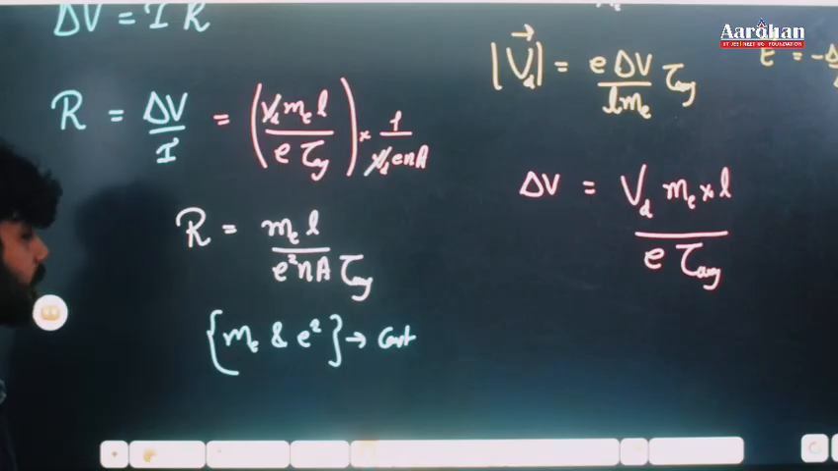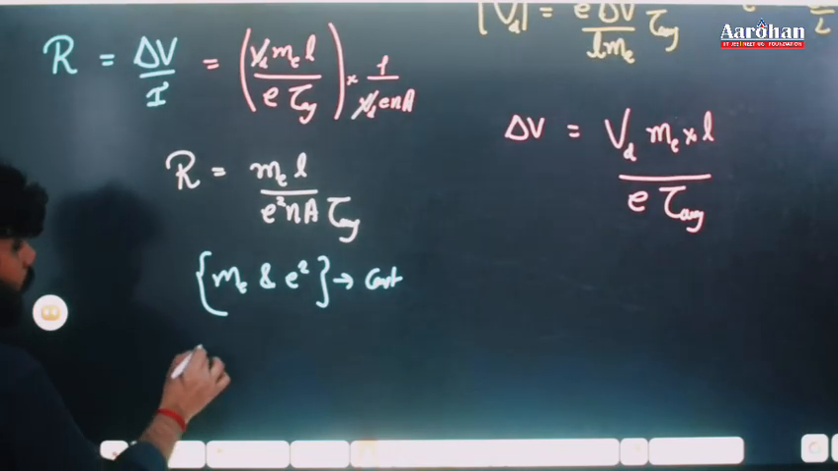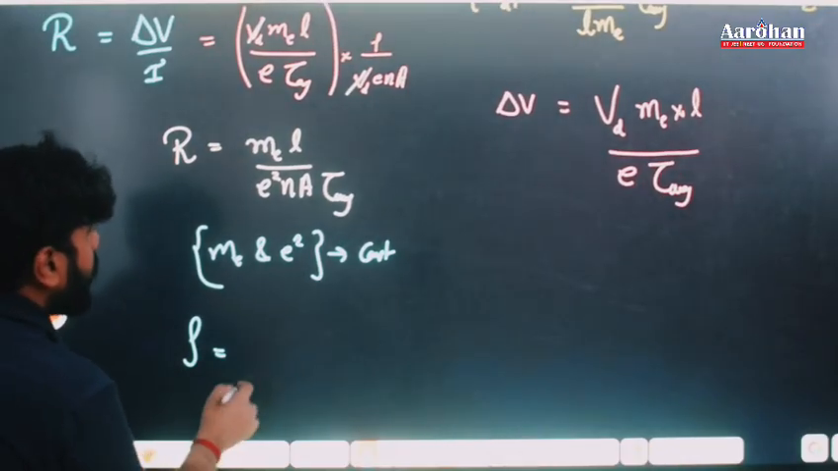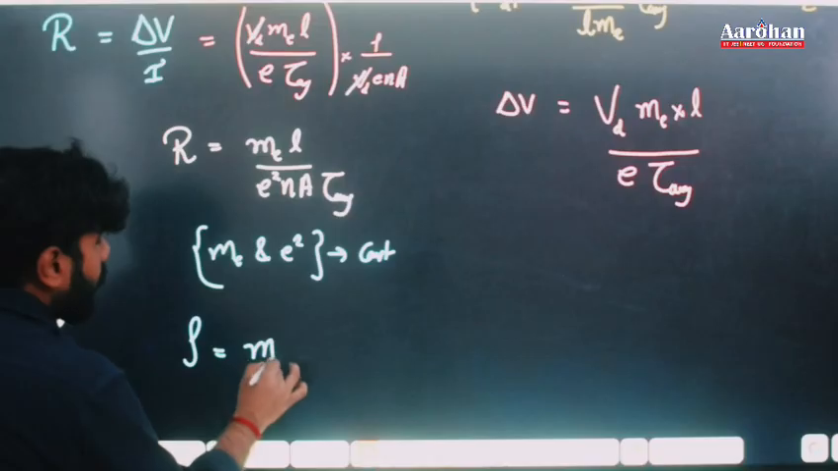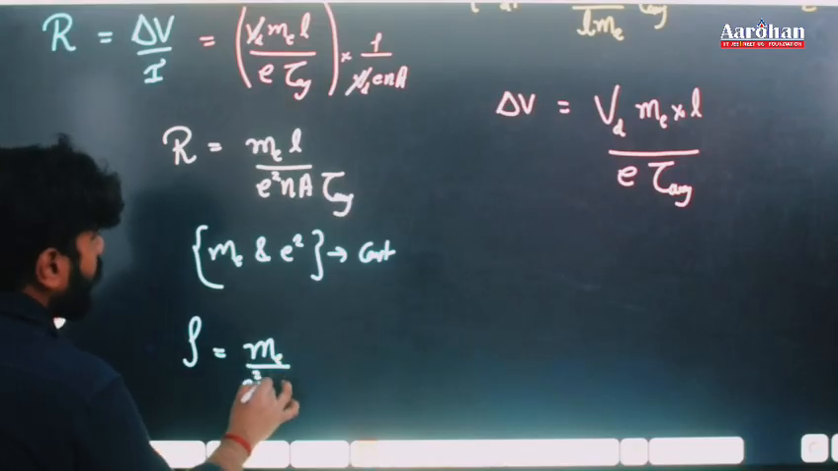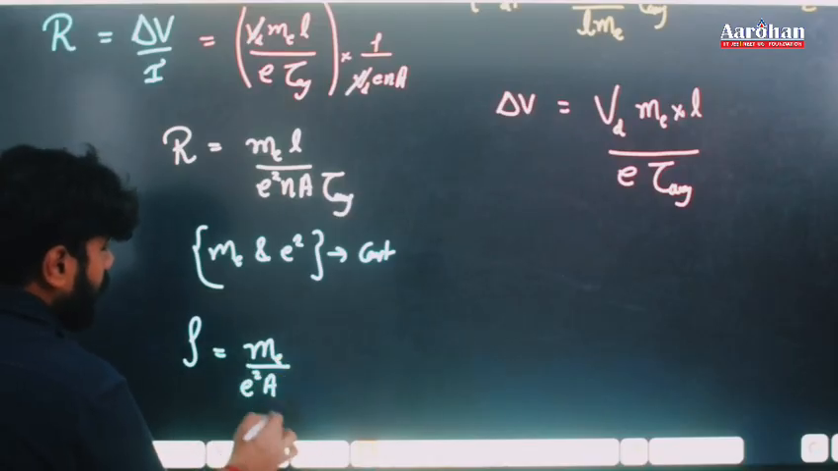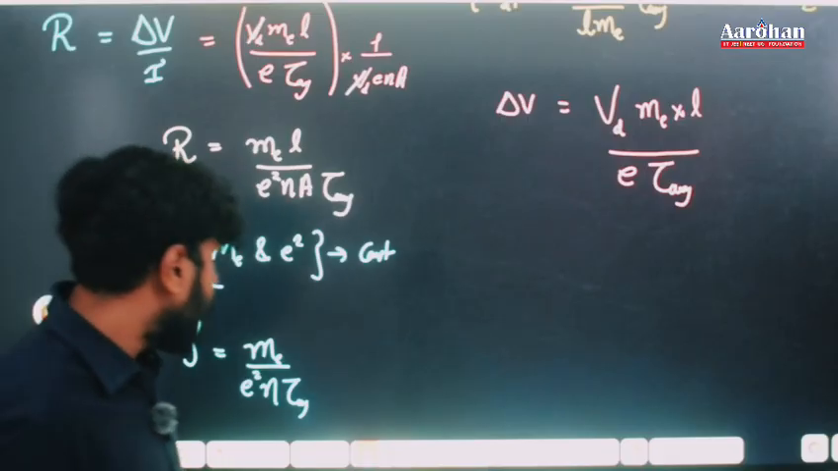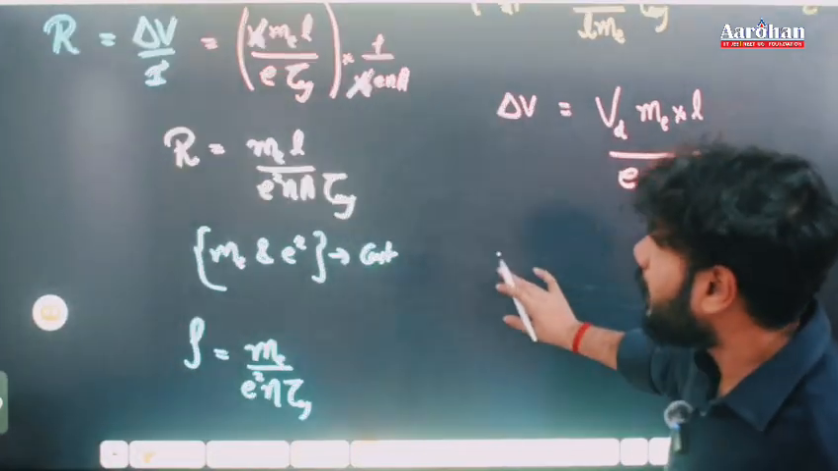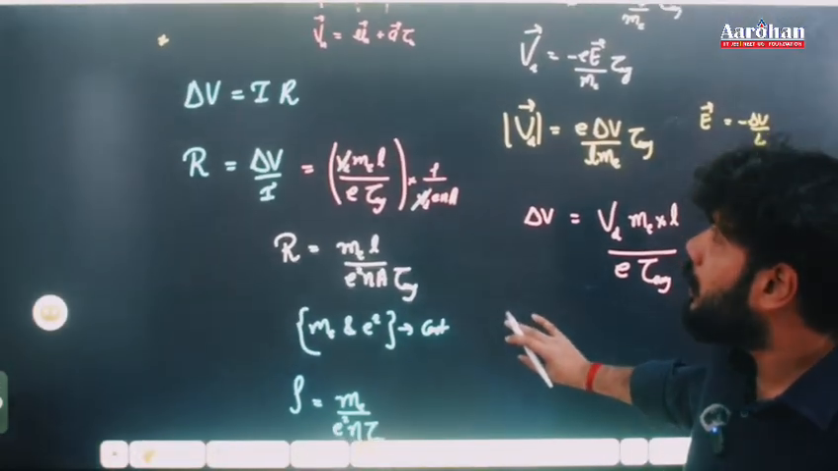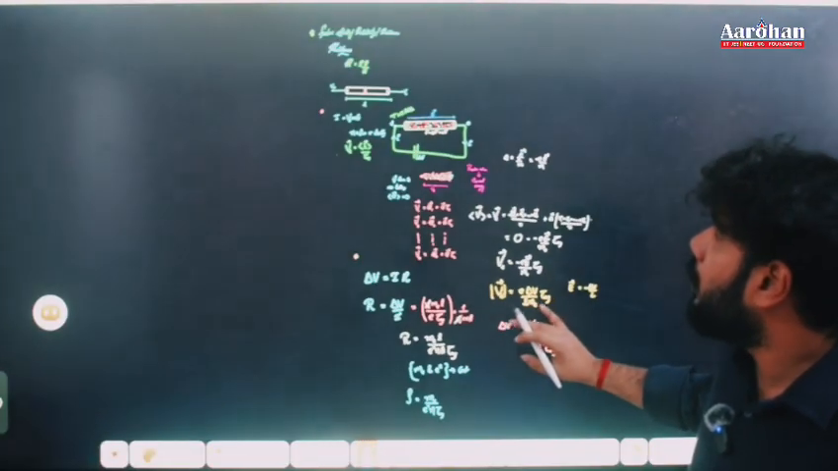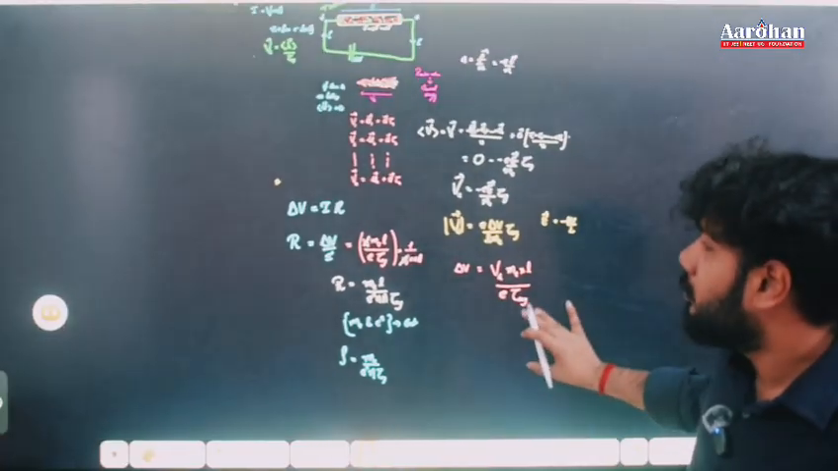And from here you can also get the idea of resistivity. You just separate the L by A, and it will be mass of electron over e square n tau average. This will be your resistivity, right? So we are going to talk about the factors affecting resistance, and this was the quick recap of all the concepts we have studied, without the practice questions we have done, right?